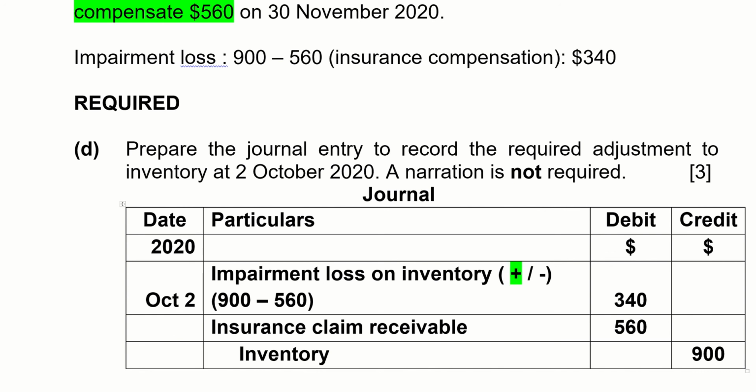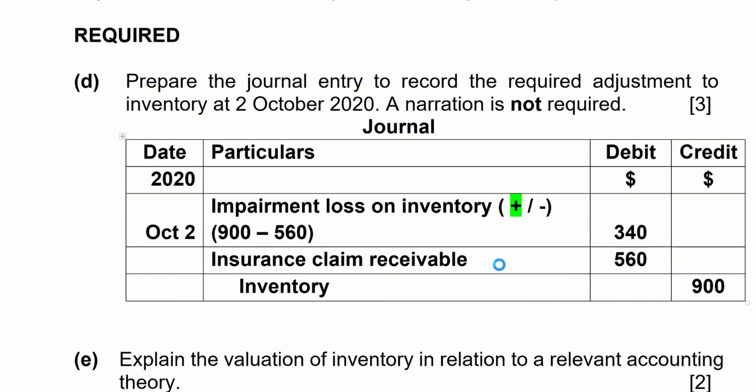All right, and then after that there is an insurance claim receivable. Now this receivable is an asset because you are going to get some money. That's why you record a debit asset. But the reality is your inventory did go down. You lost $900 of inventory. So since you lost $900 of inventory, we will record inventory minus $900.